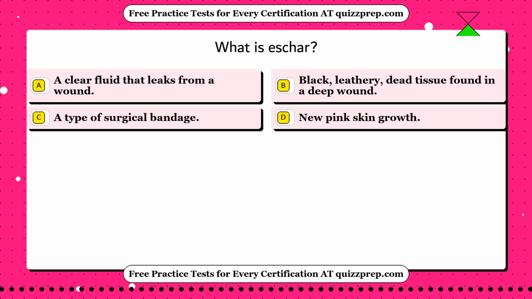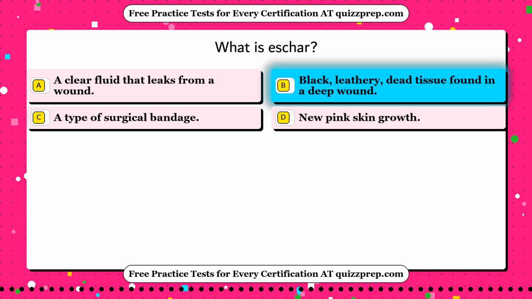Question 77. What is eschar? Option A. A clear fluid that leaks from a wound. Option B. Black, leathery, dead tissue found in a deep wound. Option C. A type of surgical bandage. Option D. New pink skin growth.